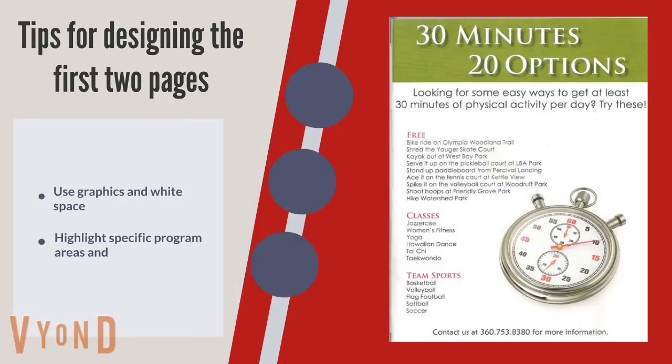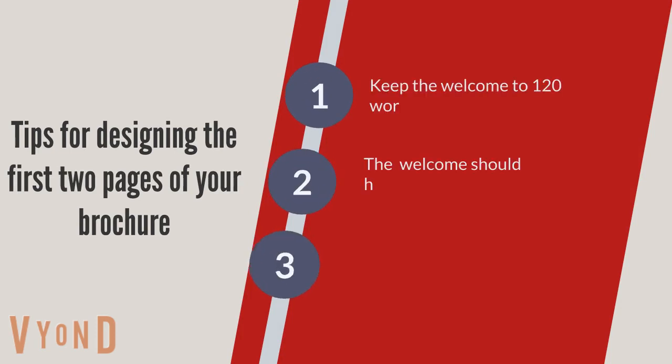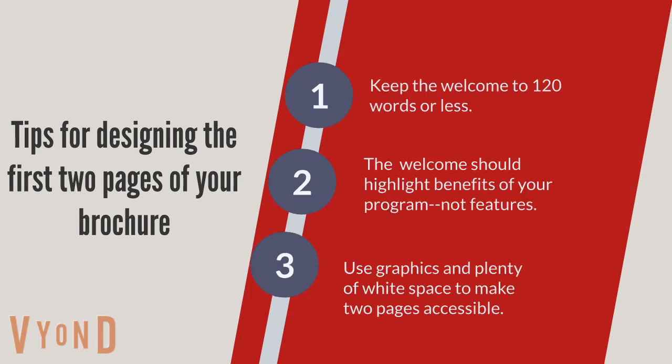There are two key elements to use on the first 2 pages of your brochure, a welcome and a table of contents. This will help you create a connection with your readers and capture their interest. Keep the welcome short and focused on benefits. Use the content section to guide people to all important content, including registration pages.